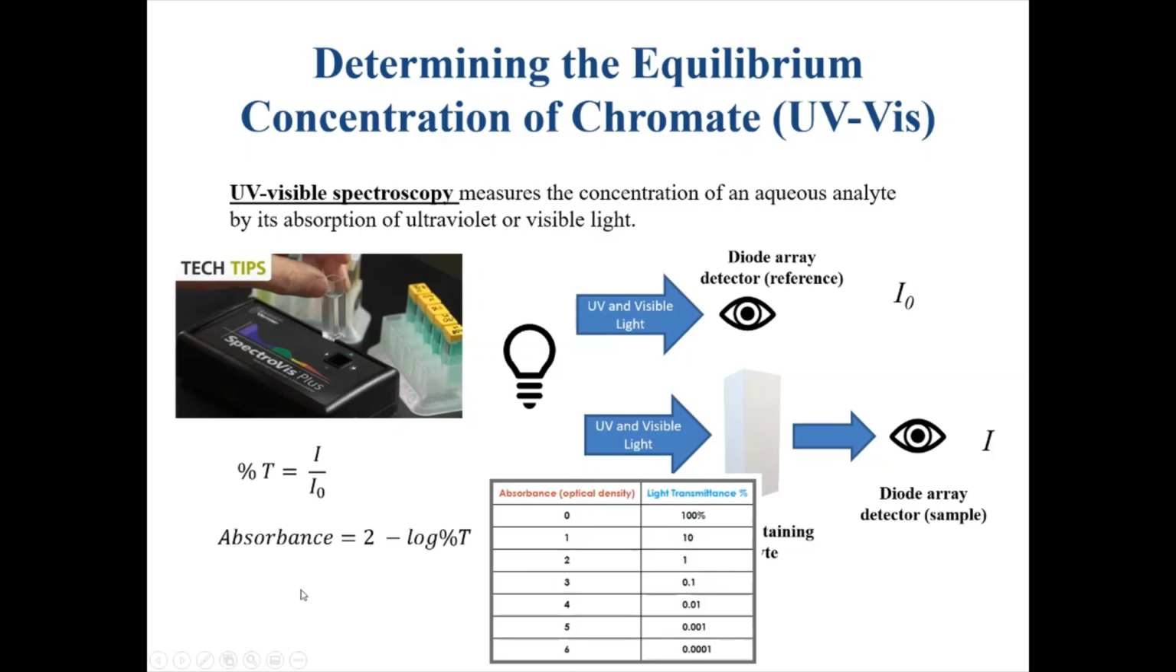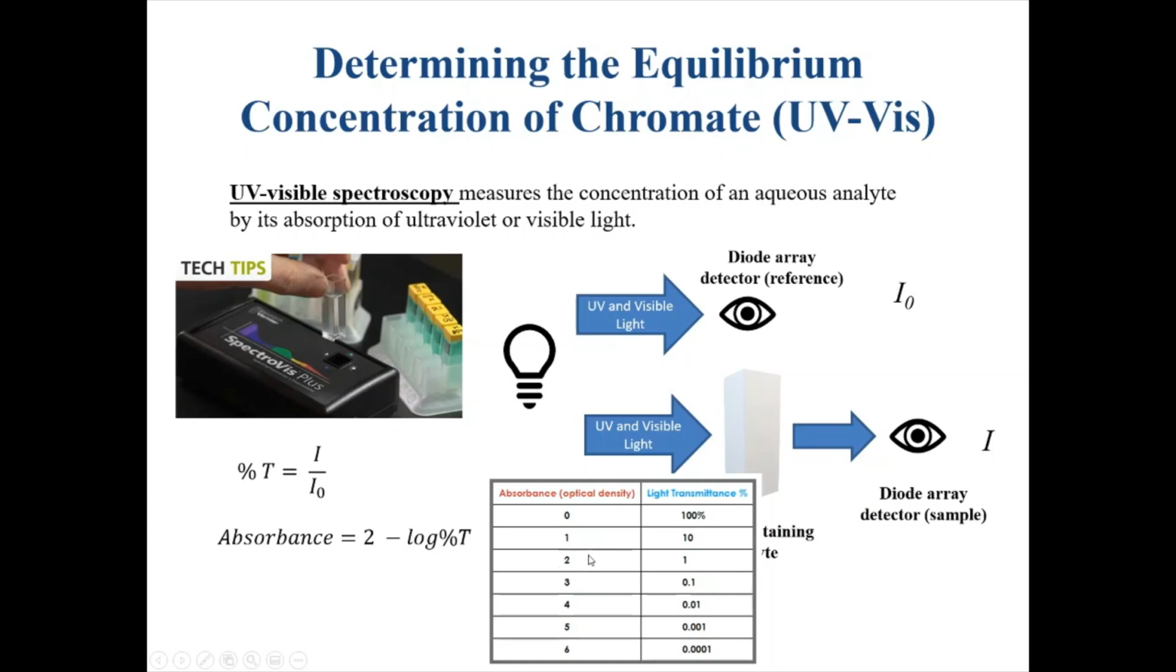And then from there, we can calculate what's called an absorbance, which is where we take 2 minus the log, this is a log base 10, of percent T. And the way this works is as follows. If you have an absorbance of 0, then your percent transmittance would be 100%. So if there's nothing absorbed, you get 100% transmittance. If you get an absorbance of 1, then the light transmitted is only 10% of the original light. So an absorbance of 1 means that 90% of the light was absorbed.